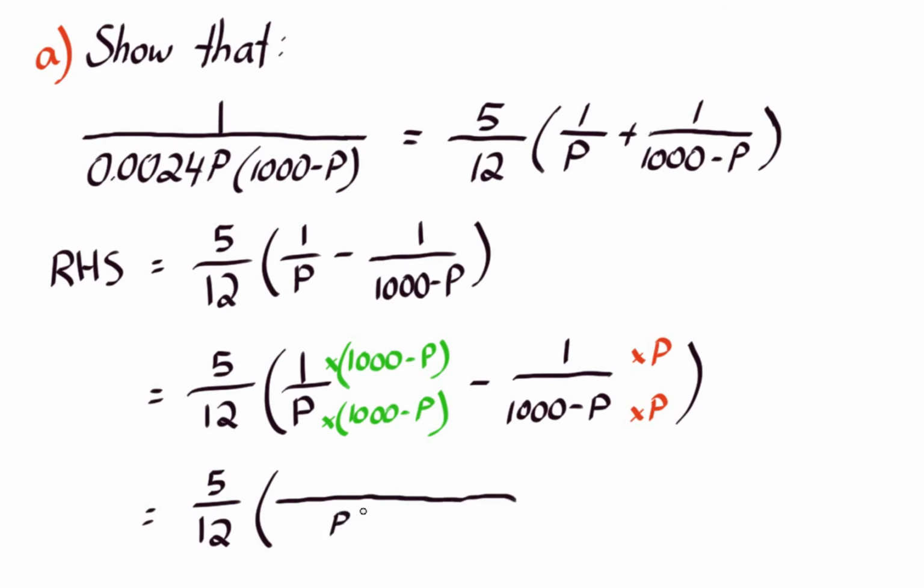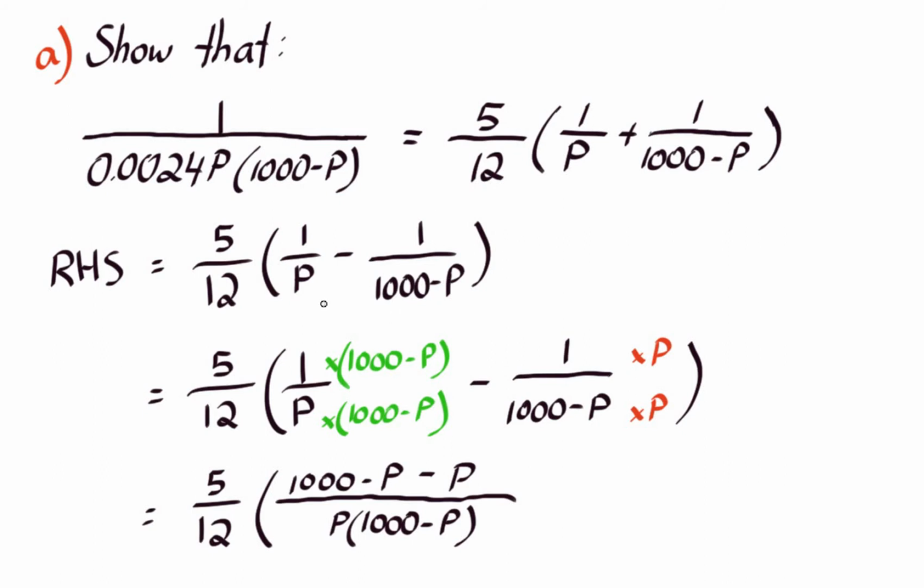So p outside of 1000 minus p. That'll be our common denominator. And now let's have a look at what happens on the numerator. Well, one lot of this is simply 1000 minus p. And then we have minus one lot of p.